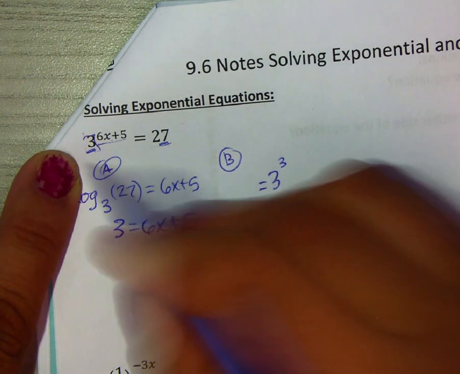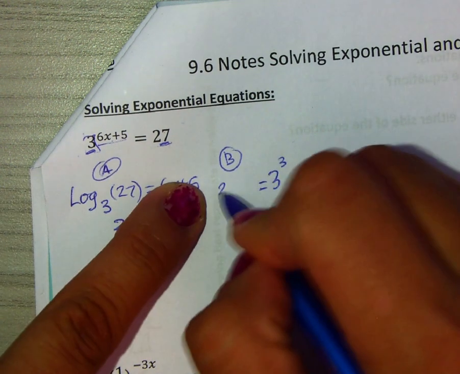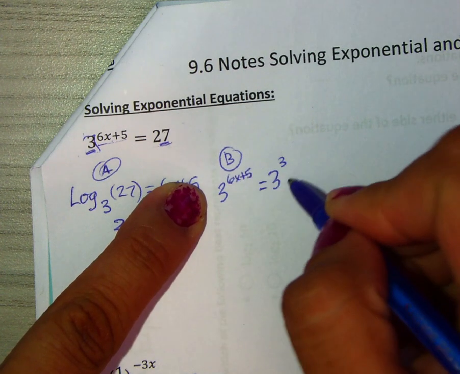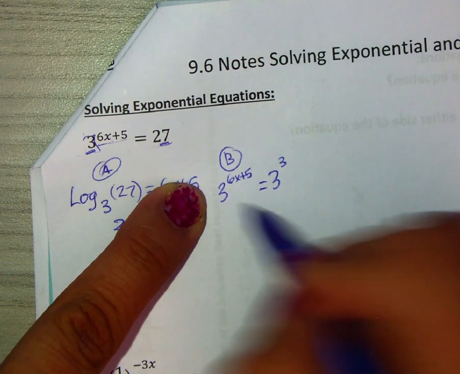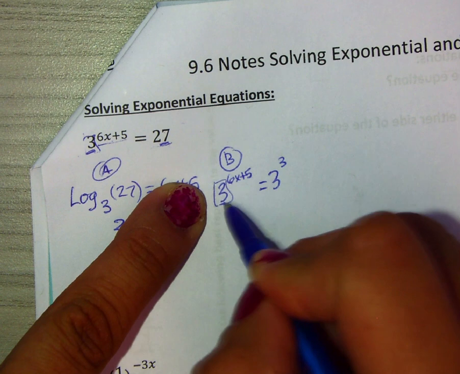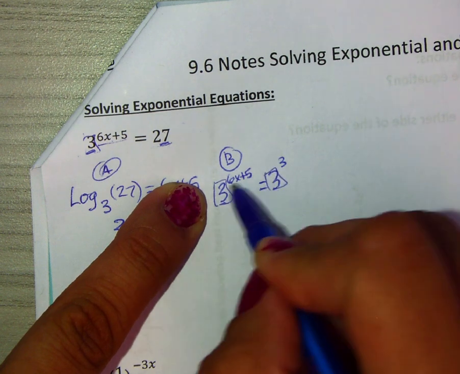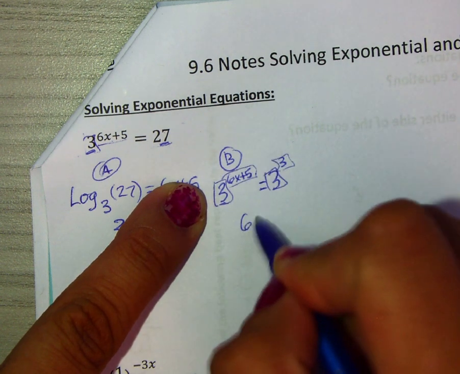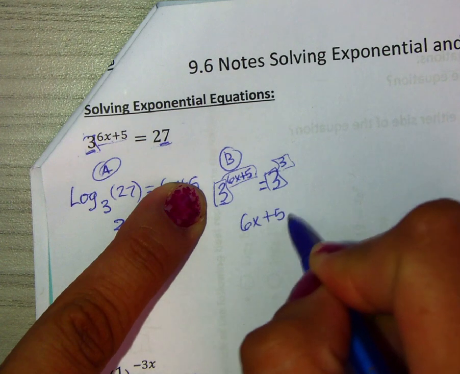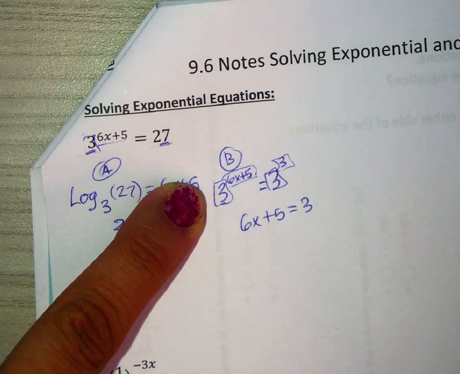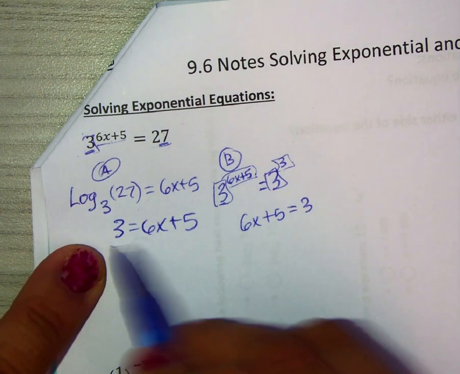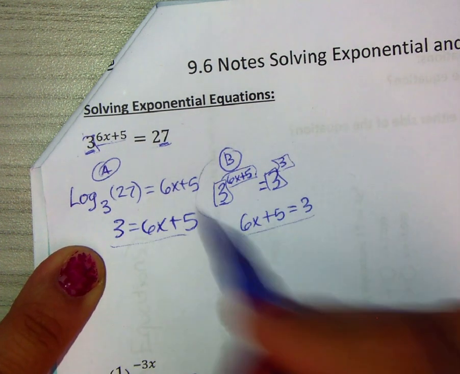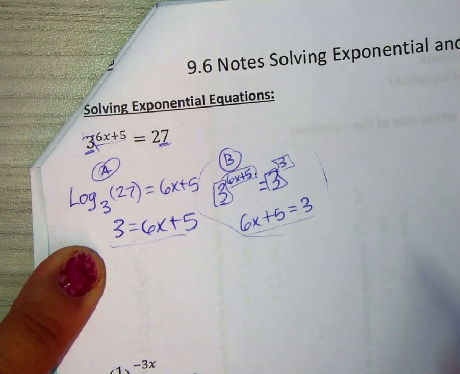So we can rewrite this equation as 3 to the power of 6x plus 5 equals 3 to the third power. And then because the bases are the same, that must mean that also the exponents should be the same. So we can just focus on the exponents and write 6x plus 5 equals 3. And if you notice, that's exactly what we had on the other option. So you have different options, but this is the option that I'm going to explain in the other examples.